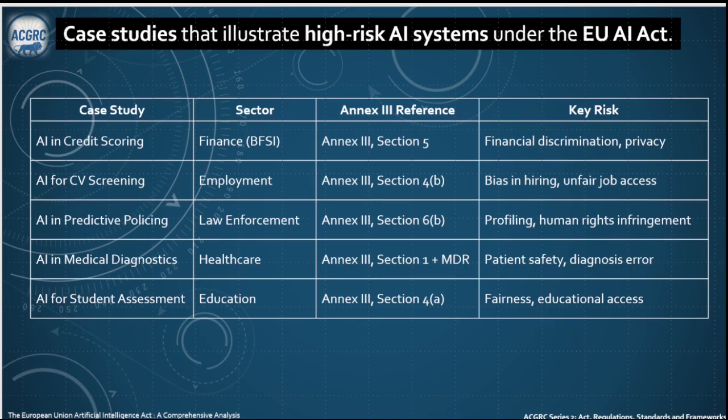Let's now try to summarize the case studies against the risk. The first one was about AI in credit scoring. It is from the BFSI sector. This was related to financial discrimination and privacy. Second was CV screening. The key risk was bias in hiring or unfair job access. Next was predictive policing. The risk is around profiling and human rights infringement. Next was medical diagnostics. The risk was around patient safety and diagnosis errors. The last case was around student assessment. The key risk around this was fairness and educational access. As a snapshot, we have taken four sectors. Do note this all comes under Annexure 3, spread across Section 4, 1, 4, 6, 5.